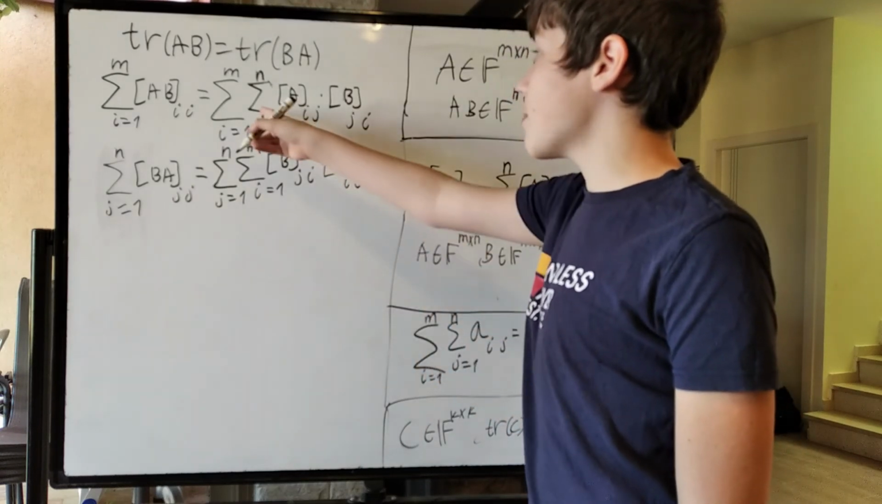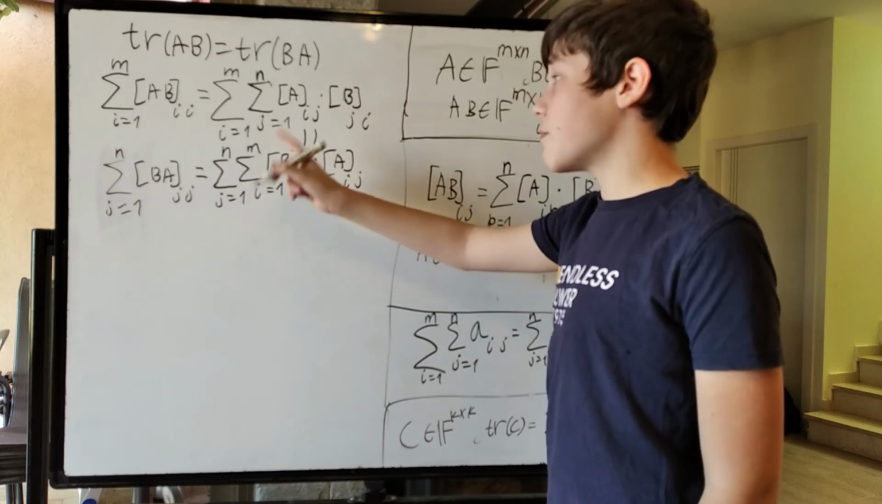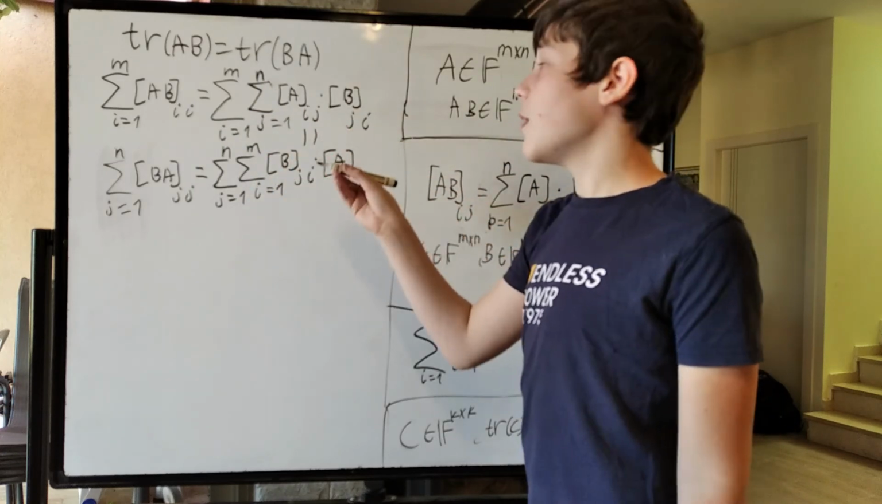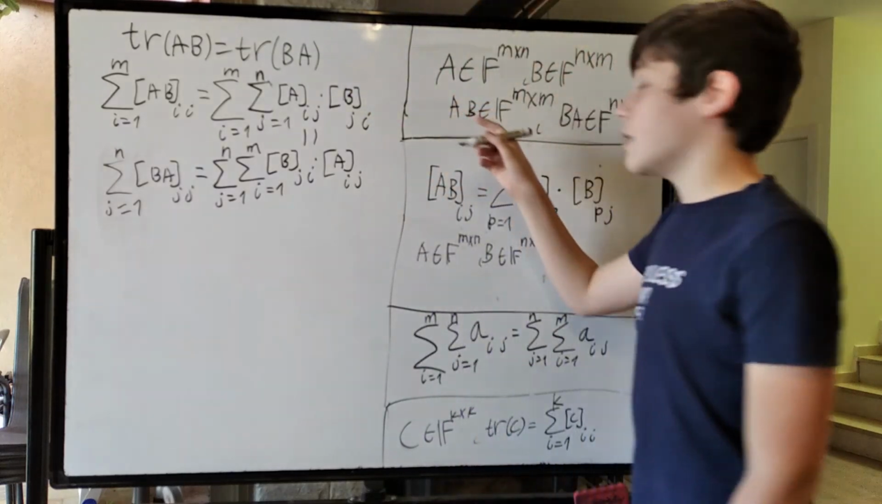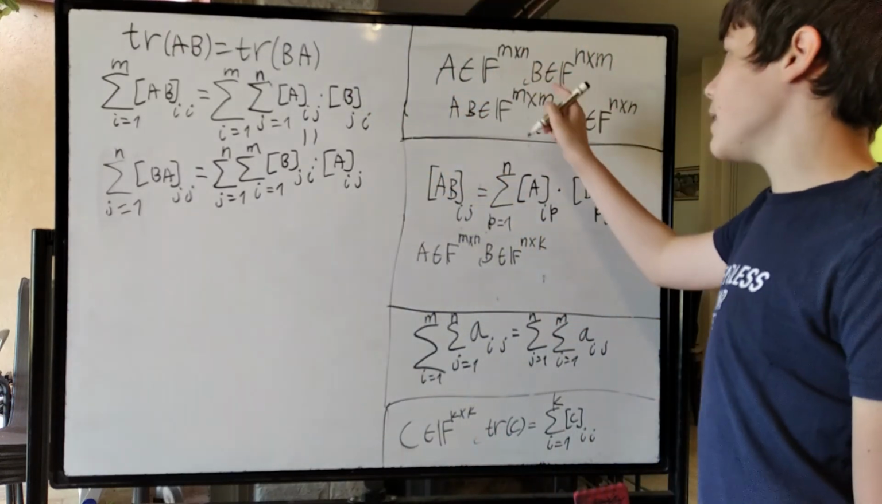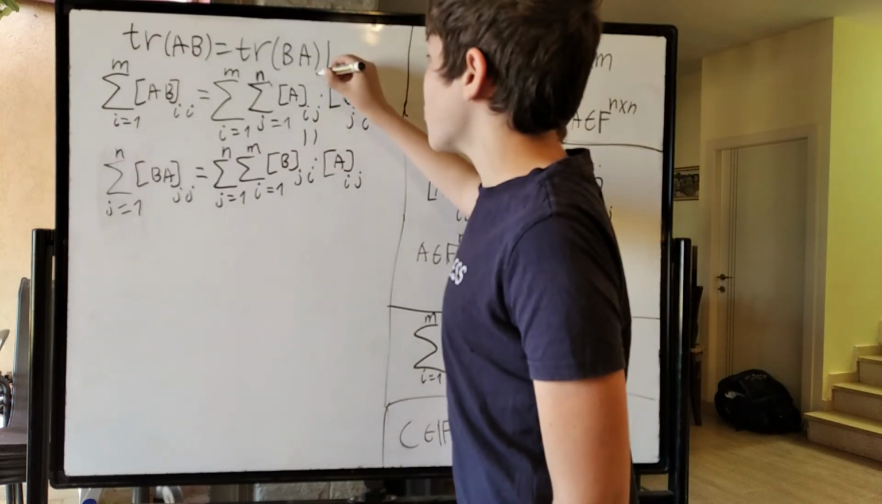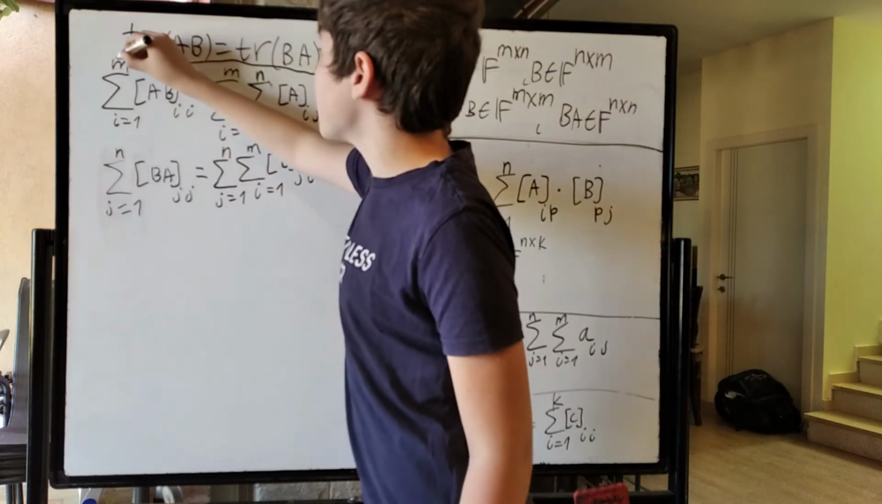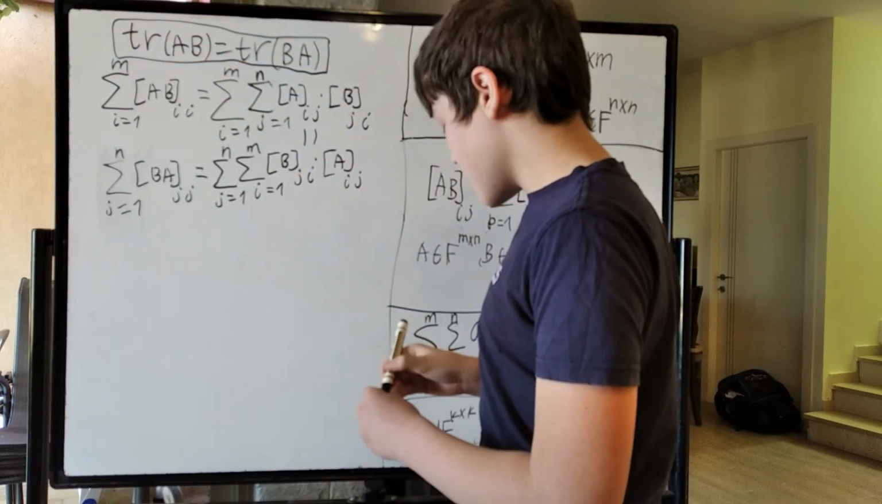And because this represents the trace of A times B, and this represents the trace of B times A, we finally get our property that for matrices A and B of these sizes, the trace of A times B is equal to the trace of B times A.